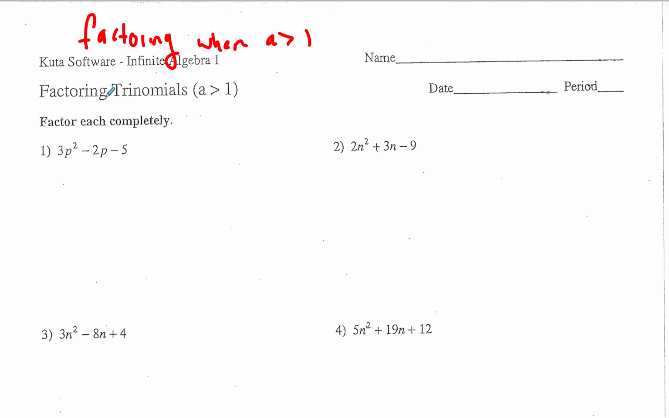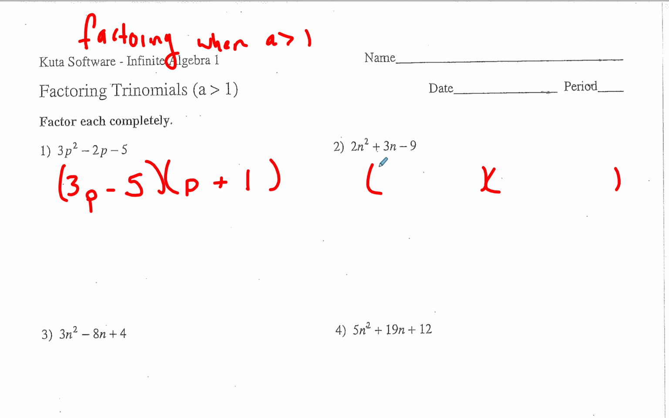Okay. So in the first one, again, the idea is to factor when a is greater than 1. So I know that to get 3p, it's going to have to be 3p and p. Then I'm going to think about how could I get 5? Well, the only way to get 5 would be 5 and 1. So I'm going to make this one my -5 and this one my +1. And when I do that, I'll get 3p squared plus 3p minus 5p. That's -2p minus 5.